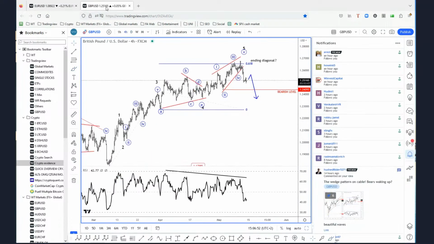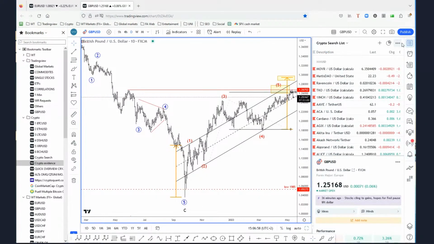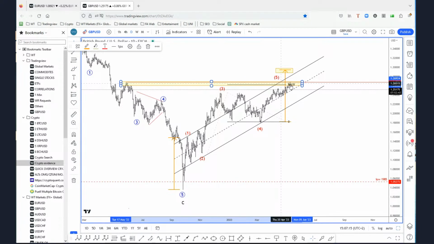So if we look at cable, since we talked about it, here I'm looking at 5 waves up. We've been tracking this for a while. We said that resistance is around 1.26 to 1.27, then even higher is 1.29, 1.30. But keep in mind that we are currently trying to see some spike here that goes back to this level from exactly a year back, May 2022.